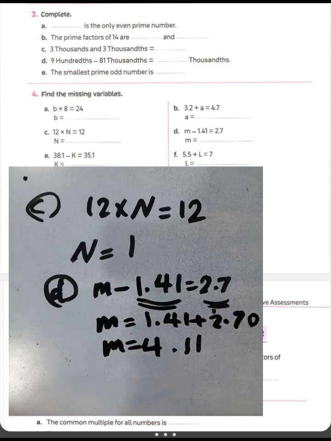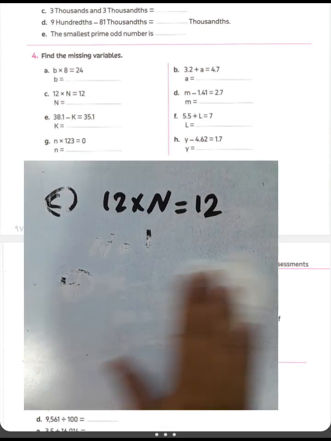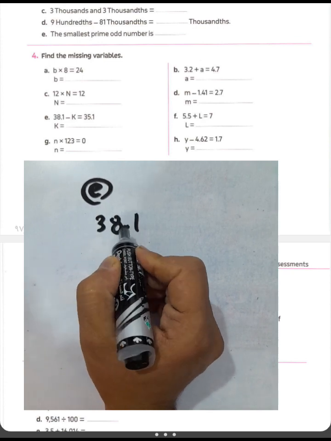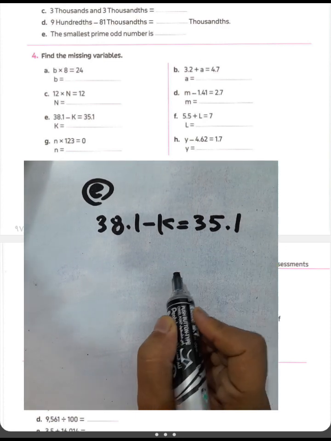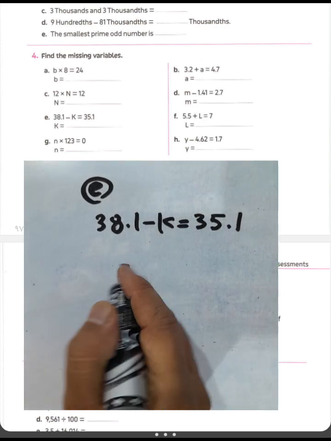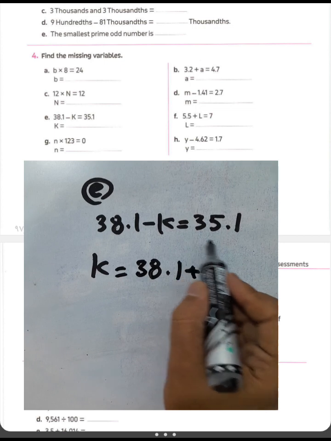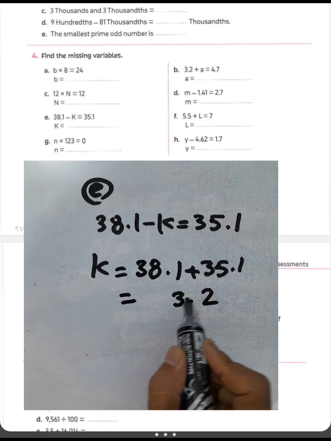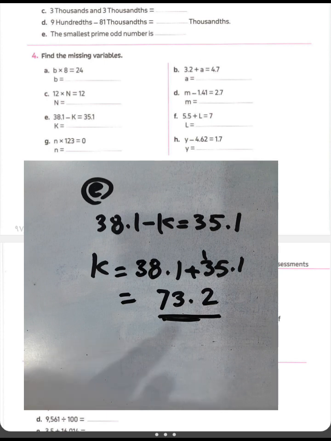Question letter E. Question letter E, my students, pay attention to this example. 38.1 subtracted by K equals 35.1. We can find here the subtrahend. Subtrahend K equals the minuend, 38 and 1 tenths, plus the difference between them, 35 and 1 tenths. 1 plus 1 equals 2, 5 plus 8 equals 13, 3 and the carry of 1, 4 plus 3 equals 7. The result will be 73 and 2 tenths.